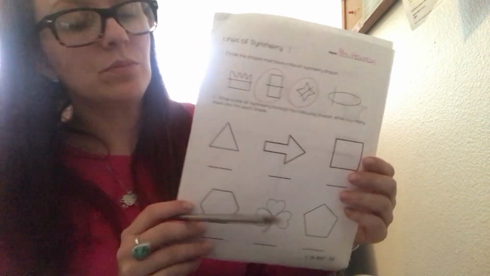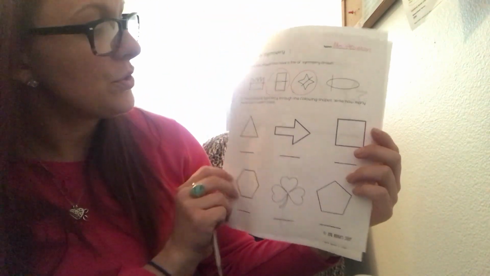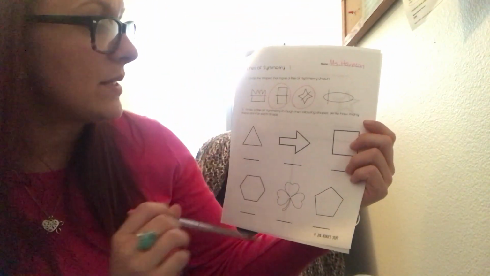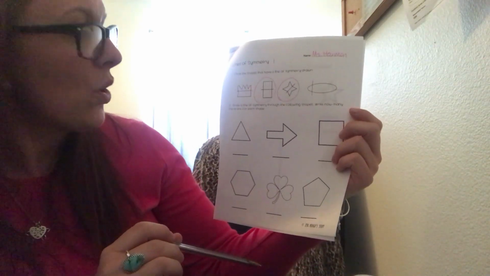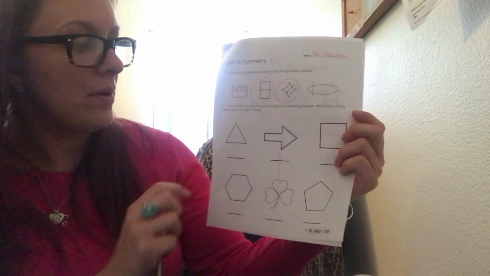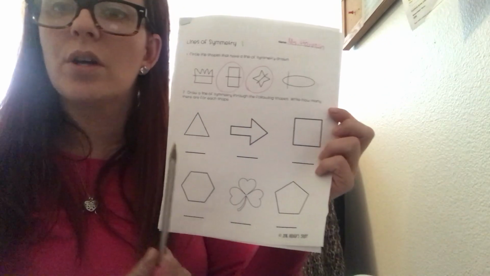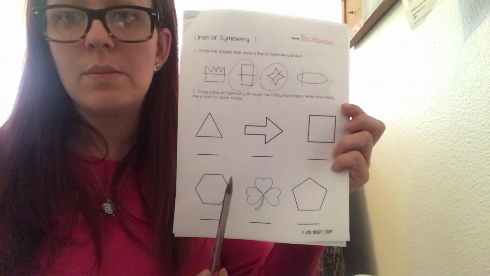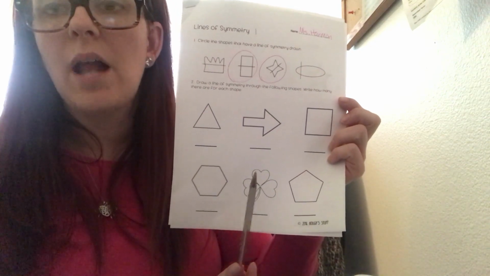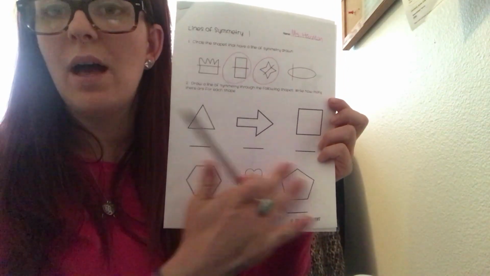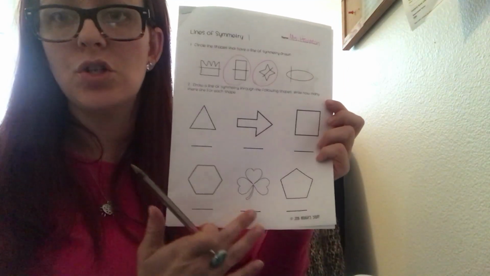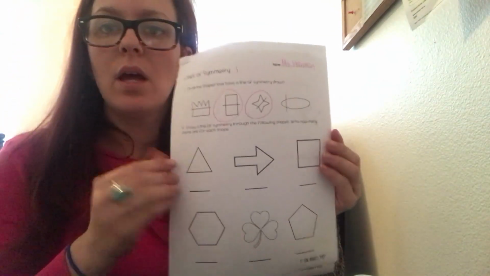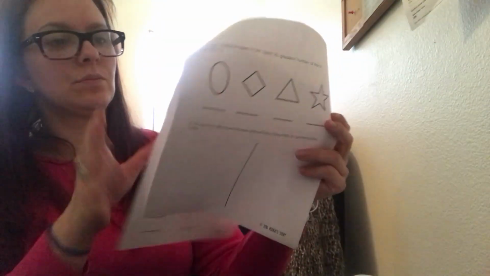Moving on to number 2, draw a line of symmetry through the following shapes. Write how many there are for each shape. With your shoulder partner, I want you to go through each shape and draw a line through it, showing your line of symmetry. And then in the space provided, I want you to write how many lines of symmetry there were for each one. If you'll flip over to the back.